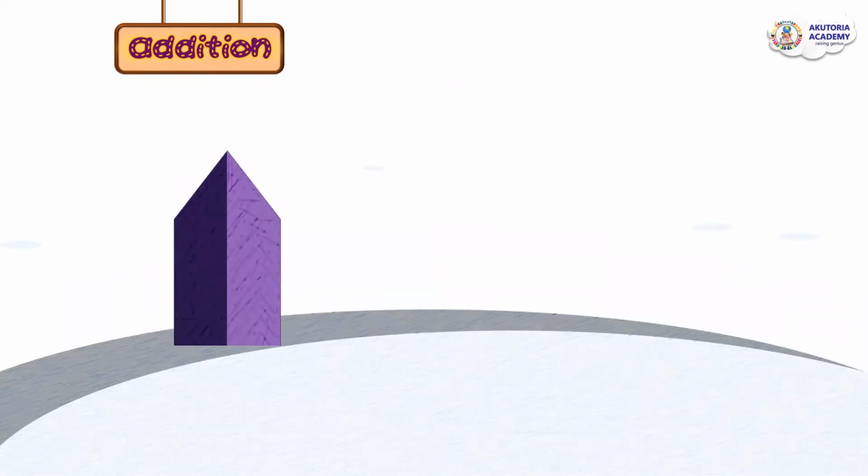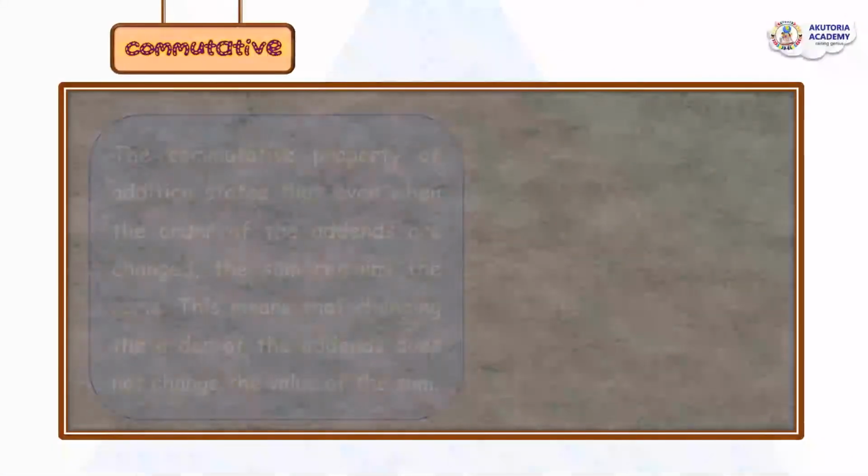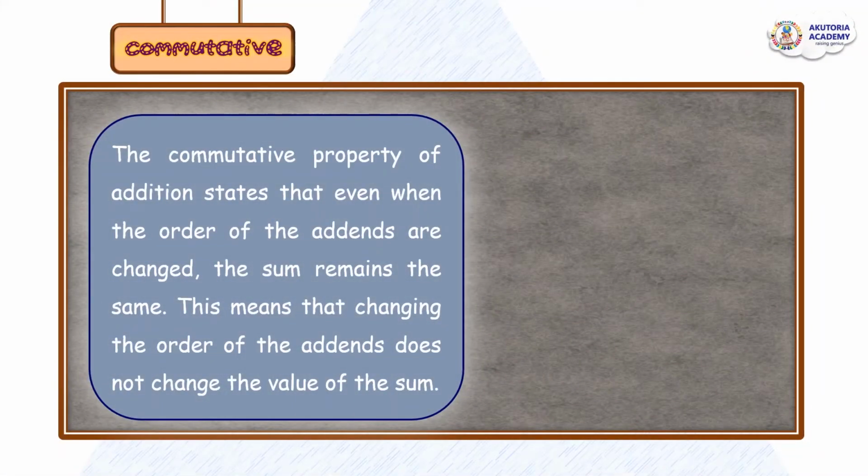There are three addition properties which we would look at today. The first is commutative property, and the second associative property, and the third identity property. The commutative property of addition states that even when the order of the addends are changed, the sum remains the same. This means changing the order of addend doesn't change the value of the sum.